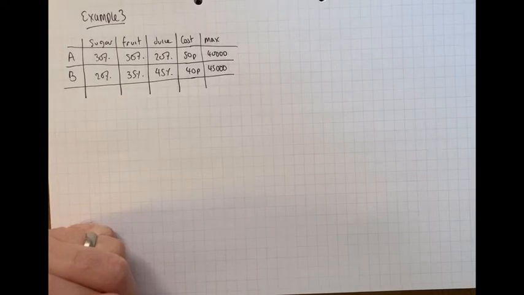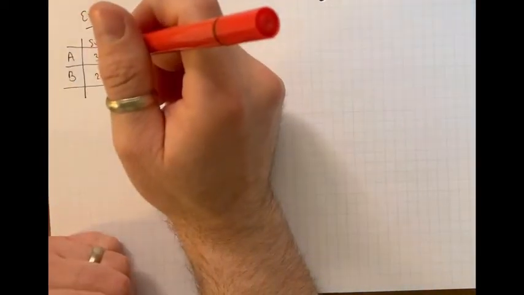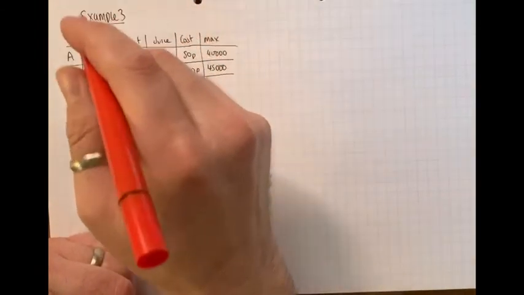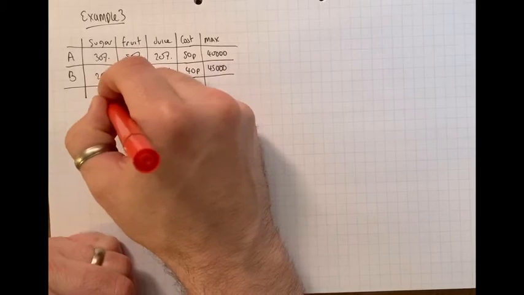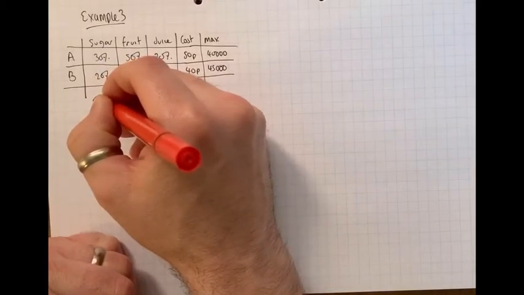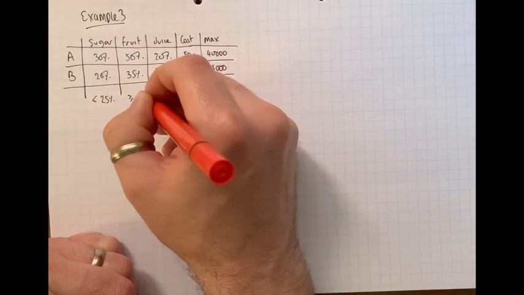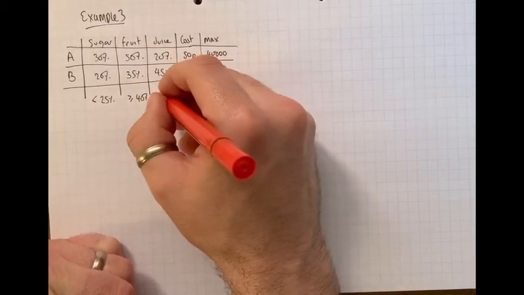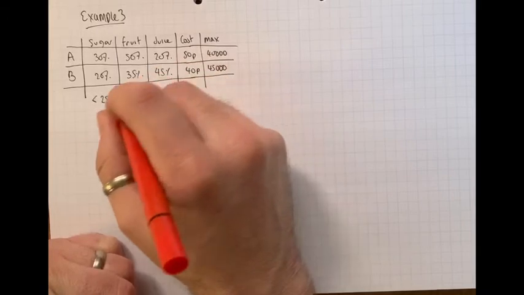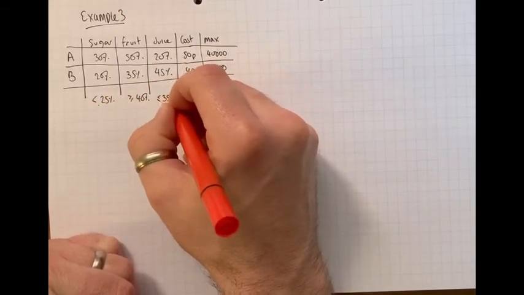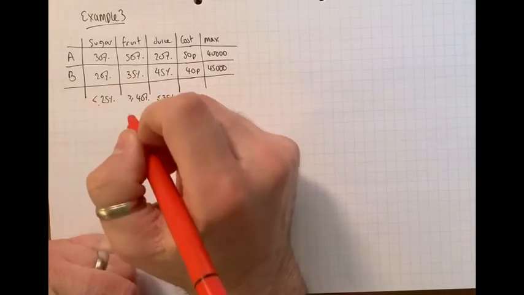Okay, so in the constraints, we're told it must be below 25% sugar. It must be at least 40% fruit. It must be no more than 35% juice. So you've got a difference there between below and no more than. No more than means it could be equal, whereas below means it must be less.